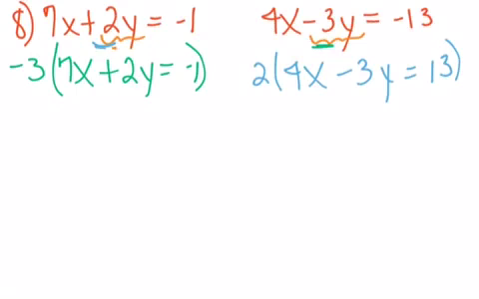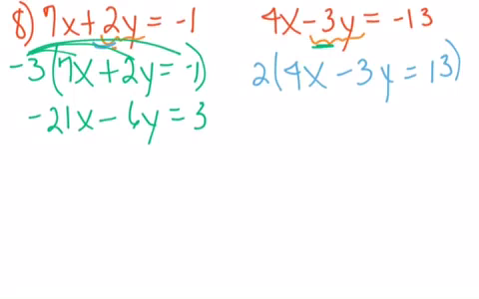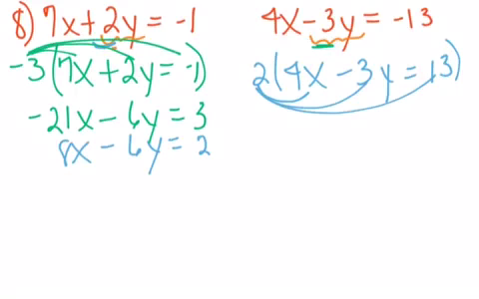Okay, now let's distribute. Negative 3 times 7 is negative 21x. Negative 3 times 2 is negative 6y. Negative 3 times negative 1 is 3. 2 times 4x is 8x. 2 times negative 3y is negative 6y. And 2 times 13 is 26.